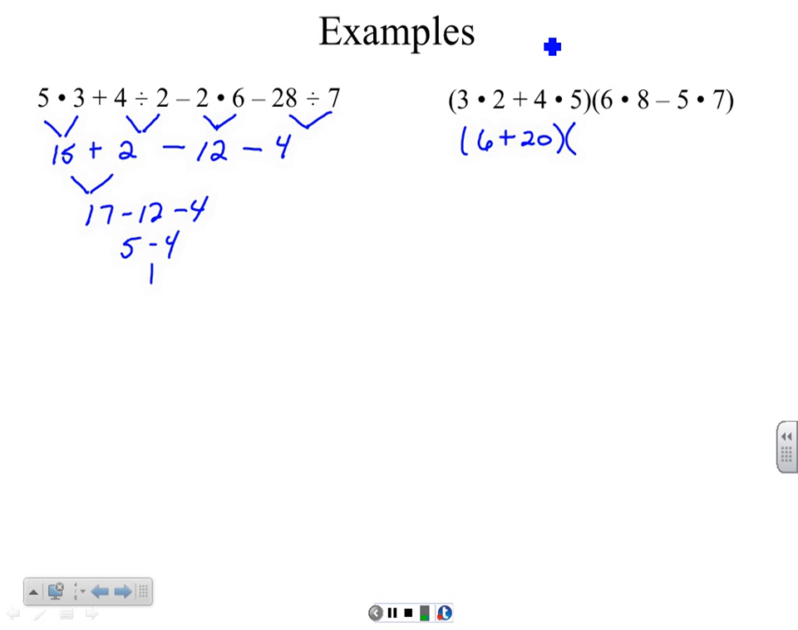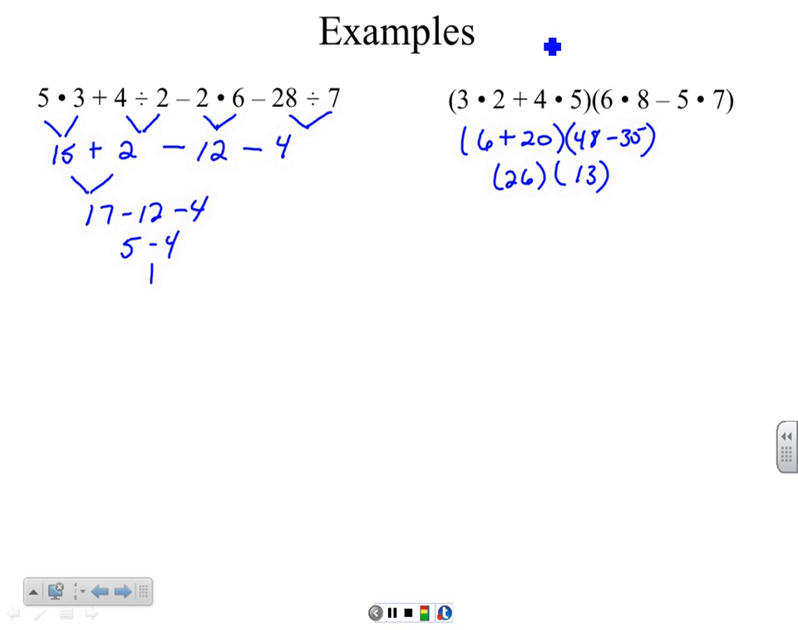And we're going to do the same thing in the second group. 6 times 8, which is 48, minus 5 times 7, which is 35. Now we're going to simplify the groups even farther. So 6 plus 20 is going to be 26. And then 48 minus 35, which is going to give us 13.